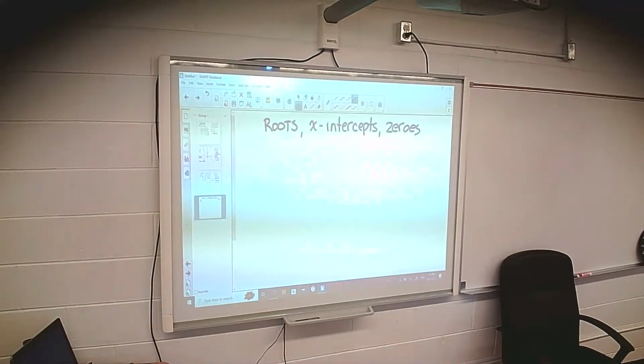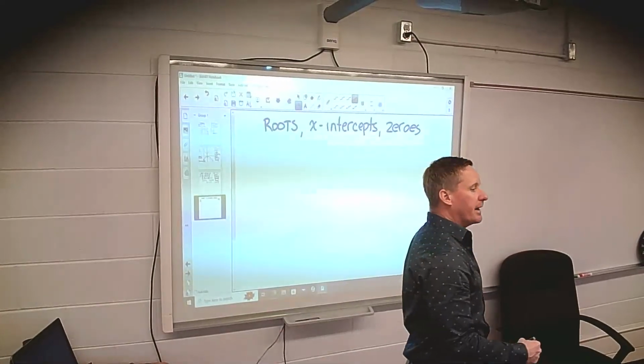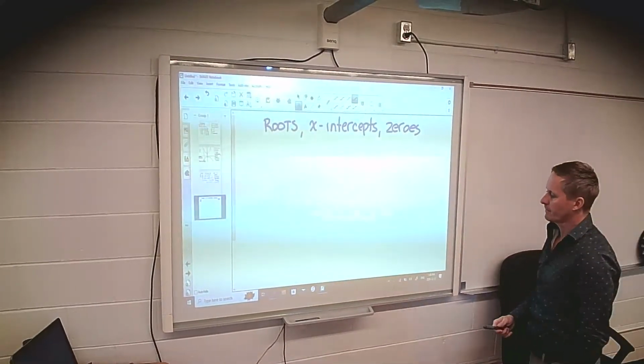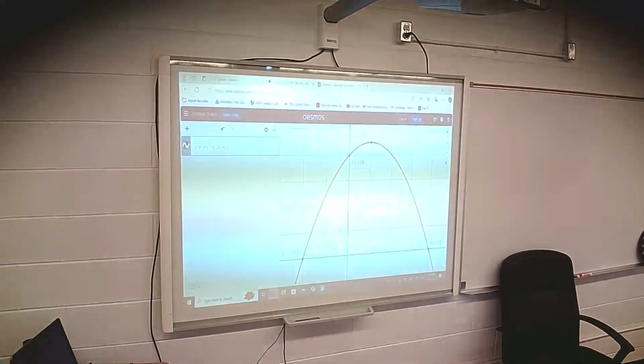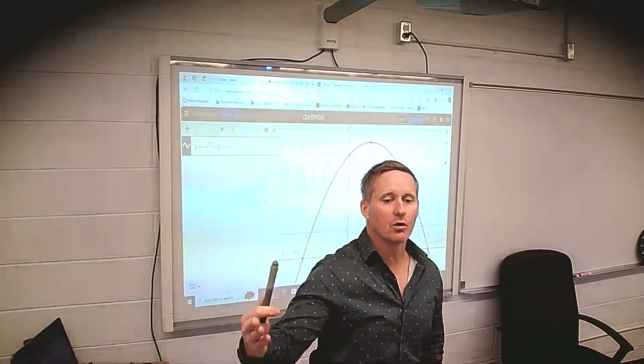The book might ask you for roots. The book might ask you for the x-intercepts. The book might say, what are the zeros? They all mean the same thing. That is where the graph crosses the x-axis. Okay? In that equation, where does it cross the x-axis? Negative 2 and 4. So you have 2 roots here.